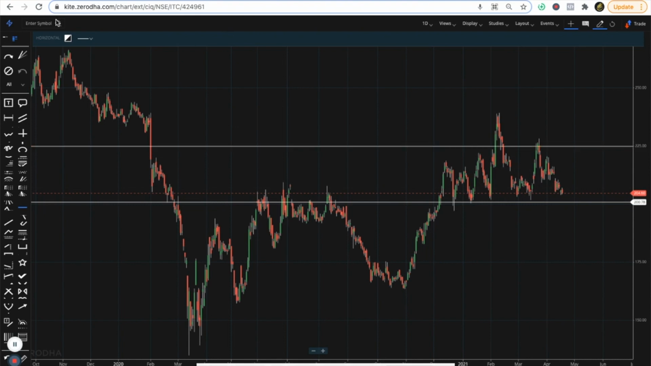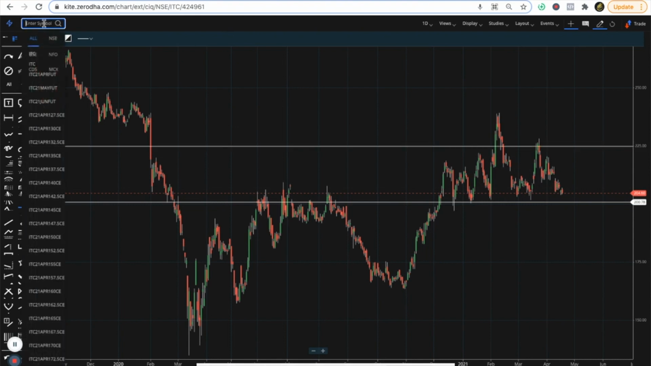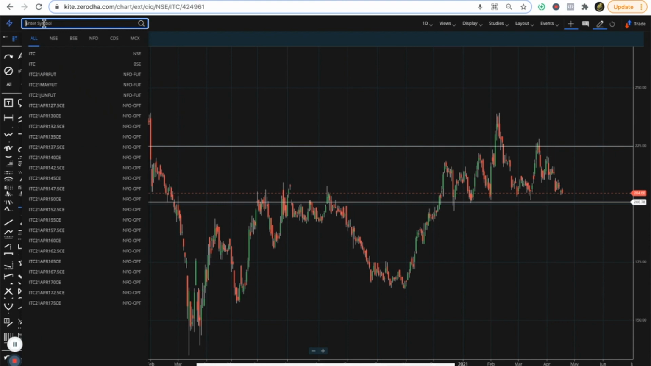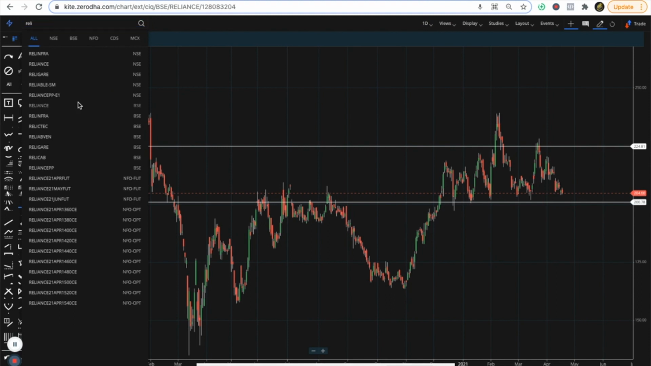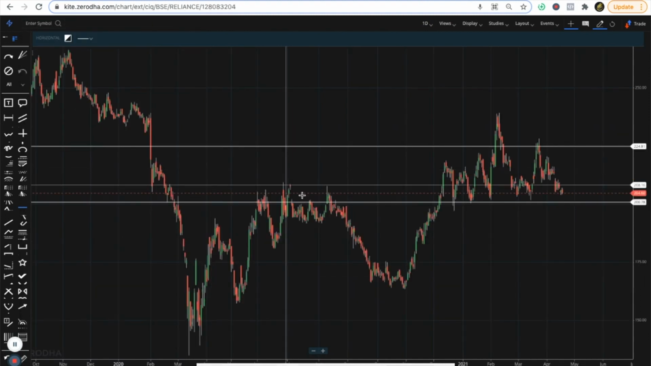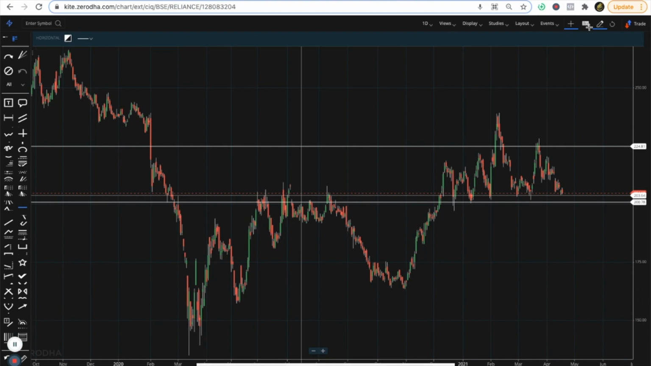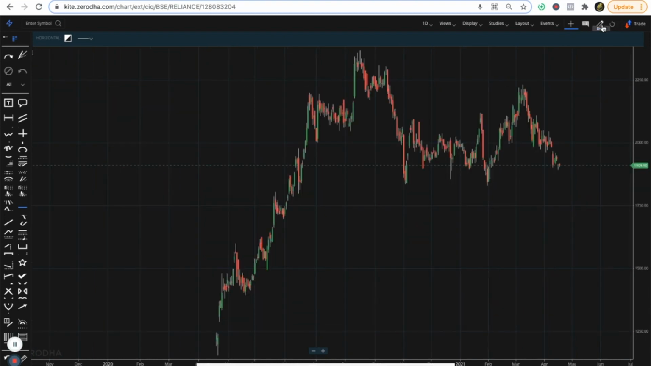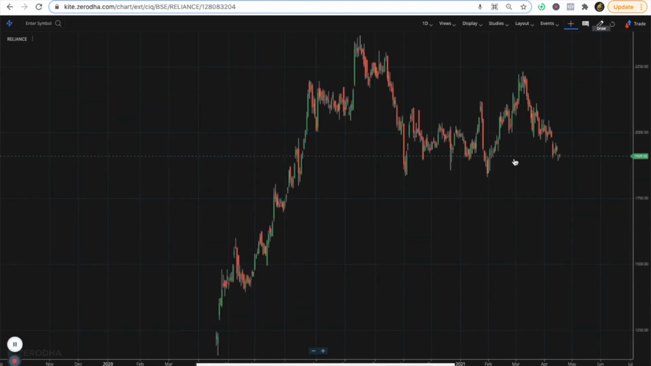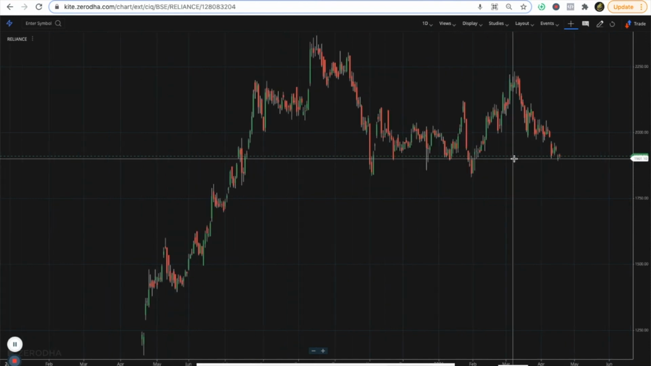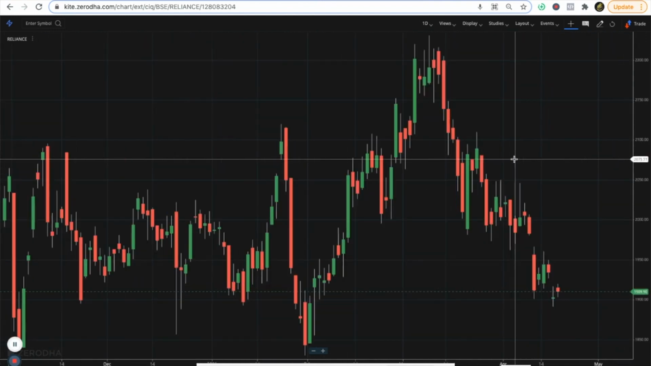Let's have a look at a different stock. Let's have a look at Reliance. So I'm speaking with respect to the 1 day time frame. Okay, sir. Let me show you the chart of Reliance. So in the case of Reliance right now, what do you think regarding Reliance?